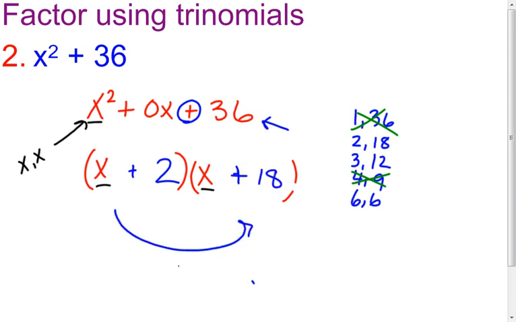Alright. Outsides, 18x. Insides, 2x. That gets me to 20x. If I did minus and minus, I'd have negative 20x. That's not it. Okay, I think some of you are seeing some patterns here.